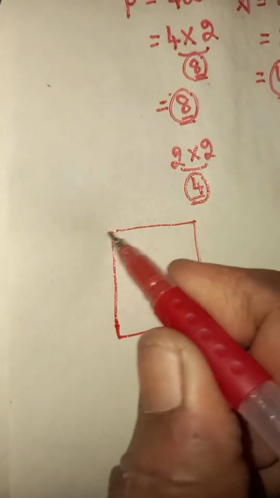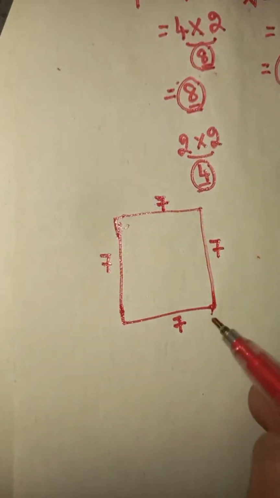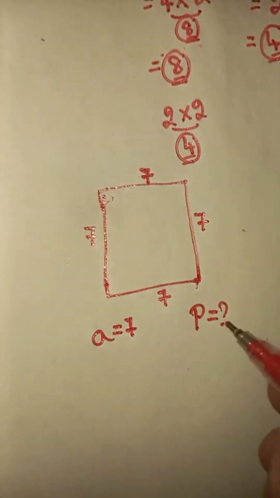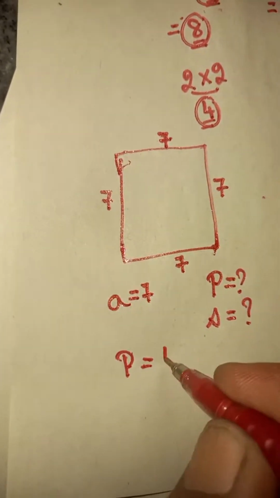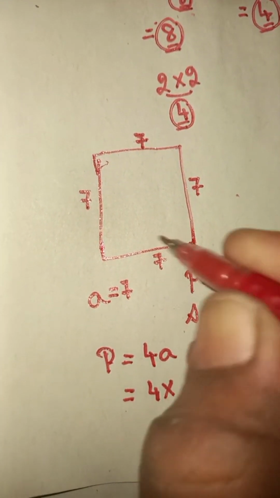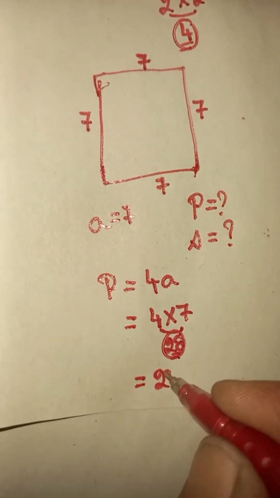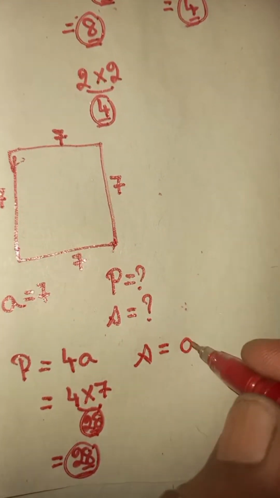Now let's take one more square. In this square, all sides are 7 units. You need to find the perimeter and the area of the square. The side length is 7 units. The perimeter of the square is 4 times the side length, which is 4 times 7 units. 4 times 7 is 28 units. So 28 units is the perimeter of this square.